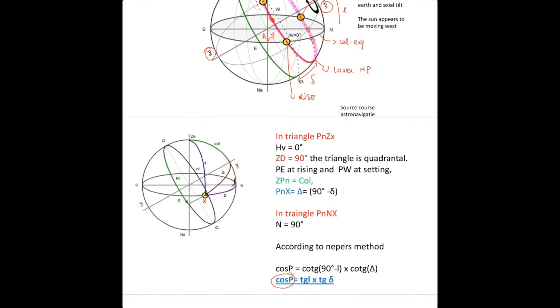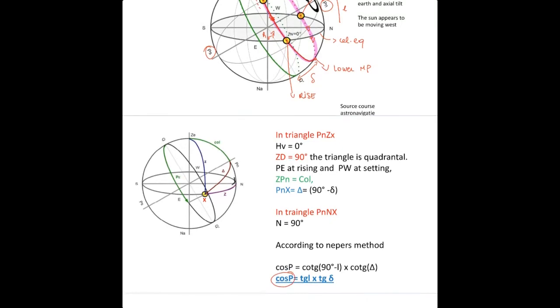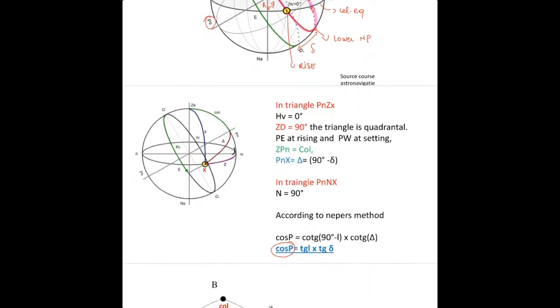Now what we want to do is calculate our polar angle at the moment of culmination. Because with this polar angle we will be able to calculate the exact moment of sunrise. Voila. How will we do this?